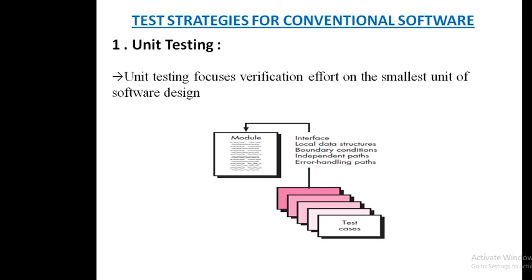Now we are going to discuss the first one, test strategies for conventional software. This concept contains two concepts. The first one, unit testing. The second one, integration testing. So now we come to the first concept of test strategies for conventional software, nothing but unit testing. So what is meant by unit testing?